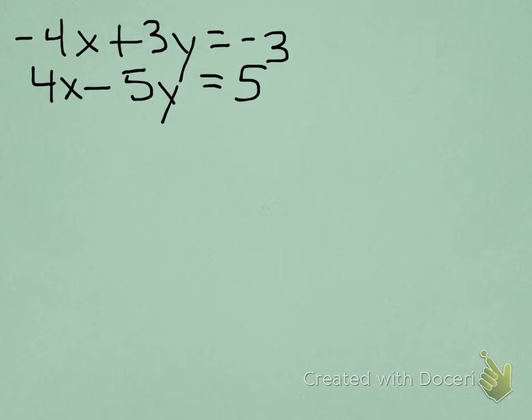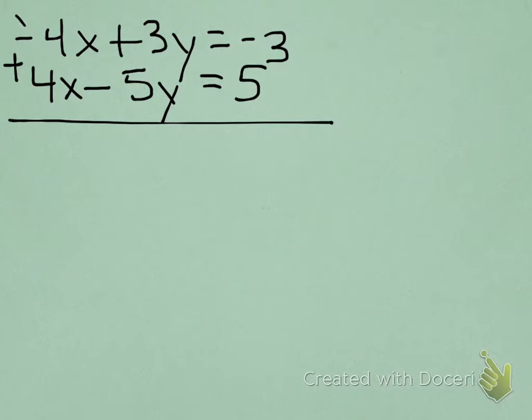So for the first one, we notice that the negative 4x and the 4x are lined up. They're all like terms, so the x's are lined up, the y's are lined up, and the negative 3 and 5, both the constants, are lined up. Now we can start. We need to determine how do we cancel out negative 4 and 4. Do we need to add or subtract? So opposites, you're always going to add to cancel out.